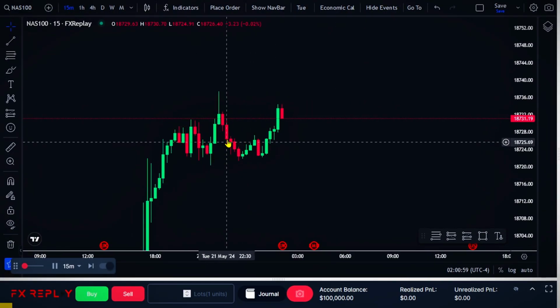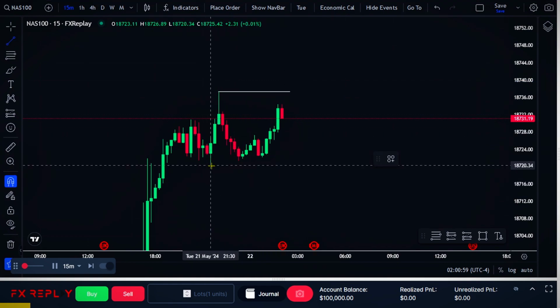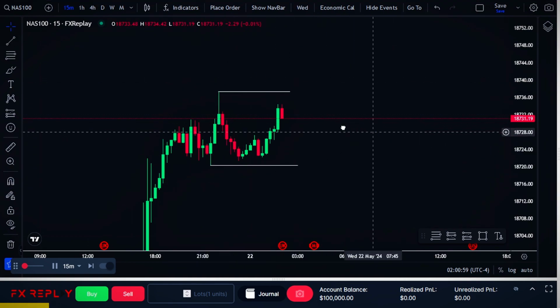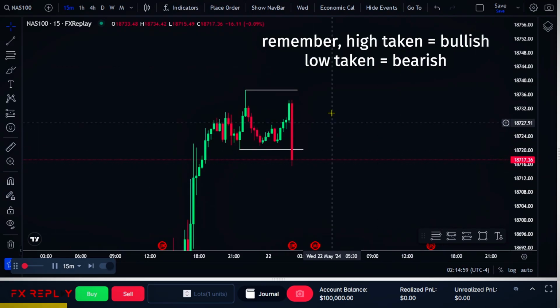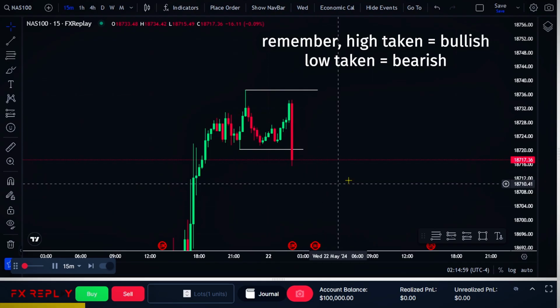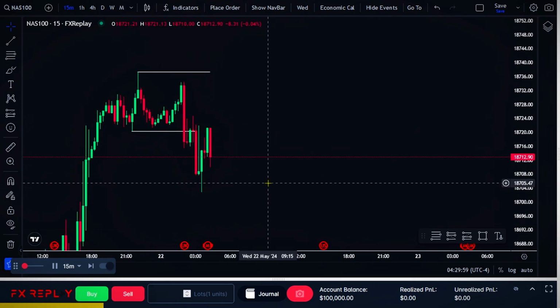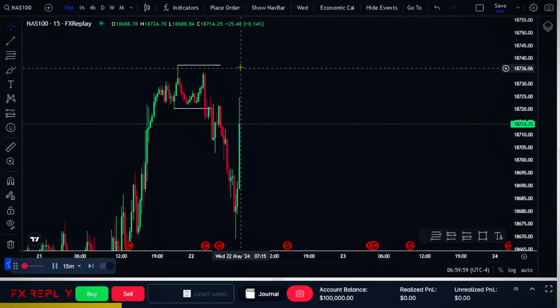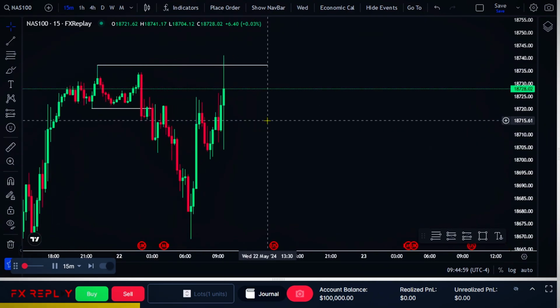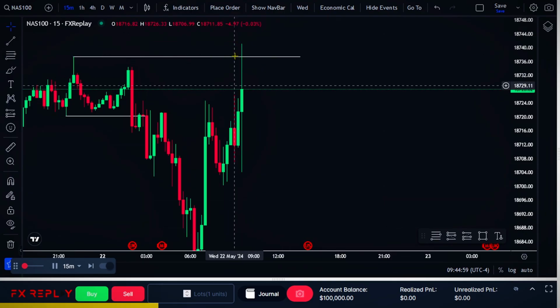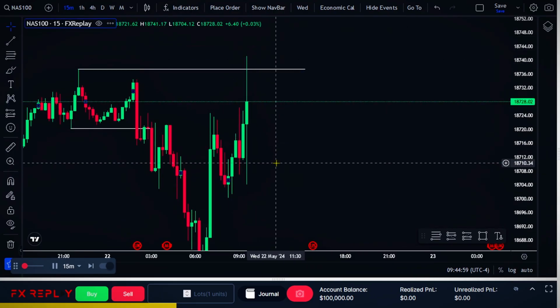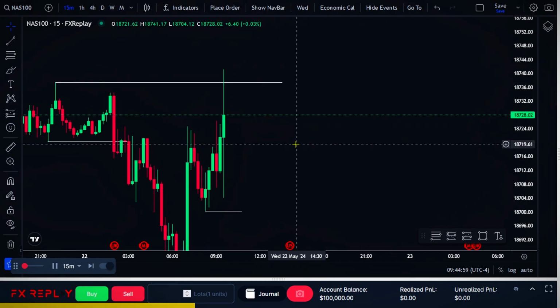Jumping to our next example, let's mark out the Asian session's high and low. Price took out the Asian range's low, so our bias for the day will be bearish. Now I will wait for the high to be taken out before we move to our next step. Here, we took out the Asian high as well. Now I will wait for a market structure shift or a double sweep.